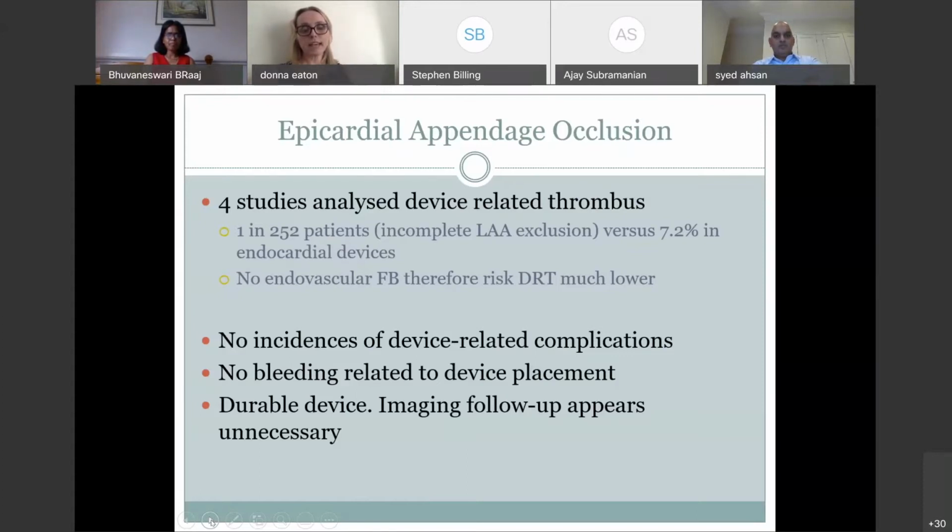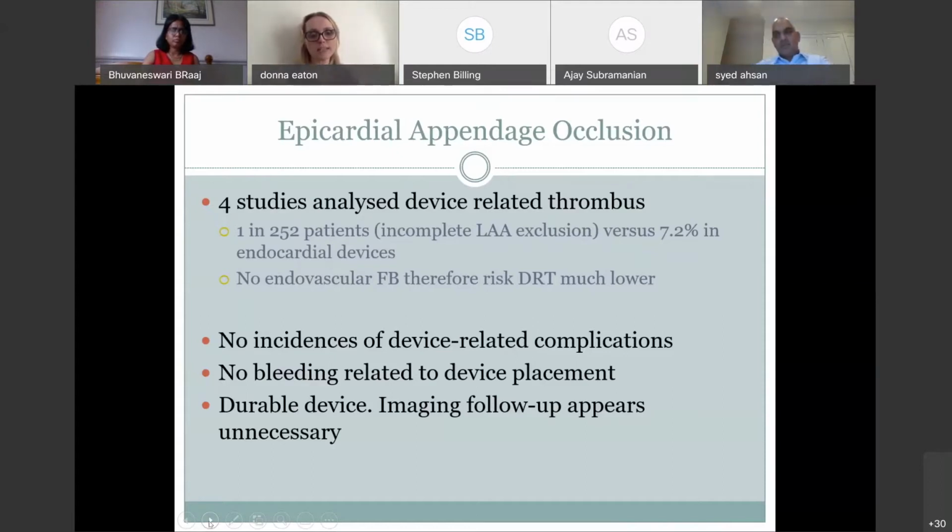For the Atricure device, there was 1 patient in the 252 patients that were looked at who had incomplete left atrial exclusion, and they had thrombus within it. So that means that when the device has been applied, it has not completely covered the base of the left atrial appendage, and probably one of the little out pouches of the left atrium hasn't been covered by the device. But that's a much lower risk of thrombus than with other devices.